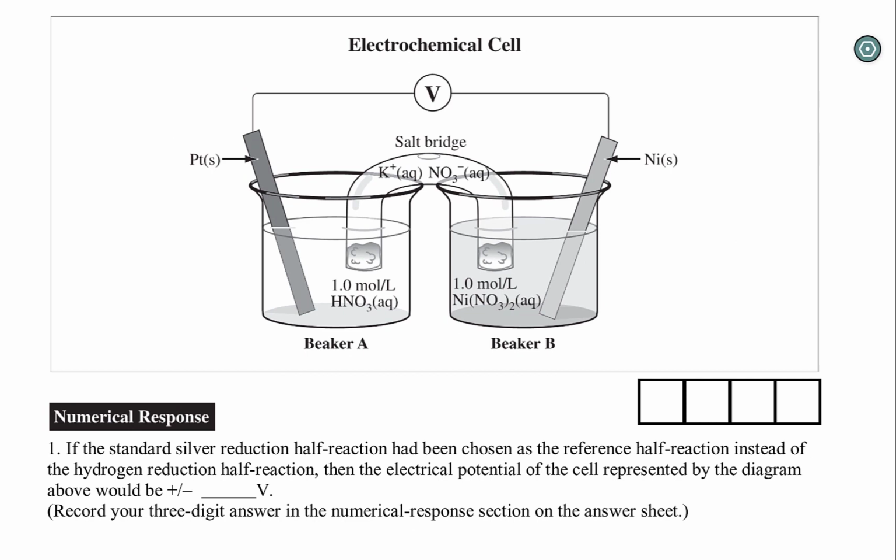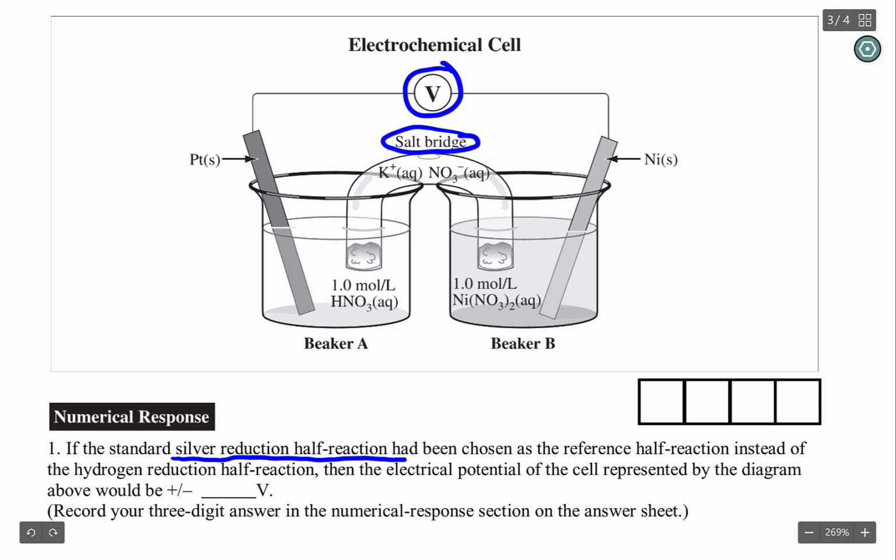All right, I hope you had some success doing those homework problems. Let's go through them and see if you got them correct. So this first one shows a setup of a cell, a voltaic cell. I know it's a voltaic cell because it has a voltmeter and it has a salt bridge. And then it proceeds to say, if the standard silver reduction half reaction has been chosen as the reference half reaction, so this would be set to 0, instead of the hydrogen reduction half reaction, then the electric potential of the cell represented by the diagram above would be.